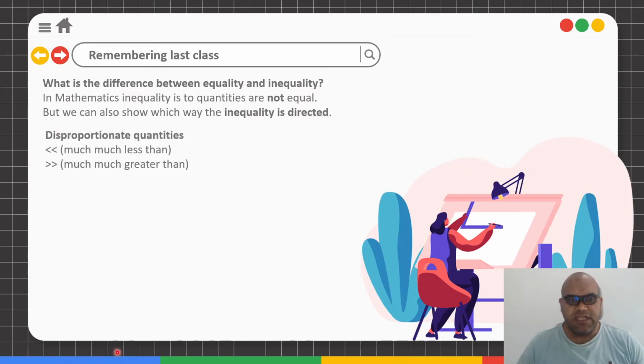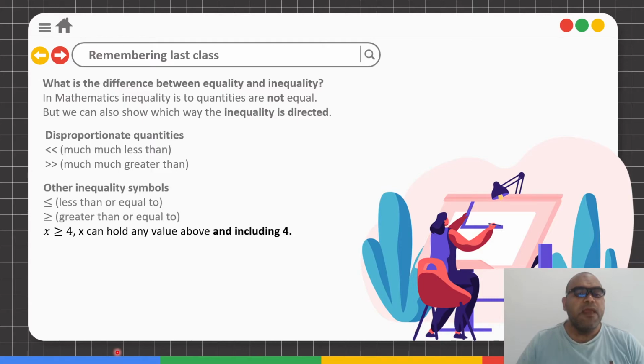For disproportionate quantities, we have special symbols. We have much less than or much greater than. They are very disproportionate quantities. Other inequality symbols, guys, we learned are less than or equal to, or greater than or equal to. Remember, we use this when the variable can hold any value and the number is over there.